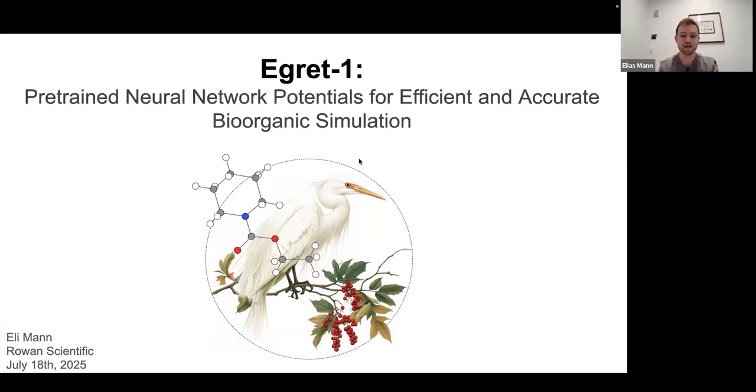All right, cool. I'll get started. So yeah, I'll be talking about our most recent paper, Egret-1. It's some foundation models for bioorganic simulation on the molecular level, and then briefly I'll say a few things about Rowan, and then we'll open it up for questions.